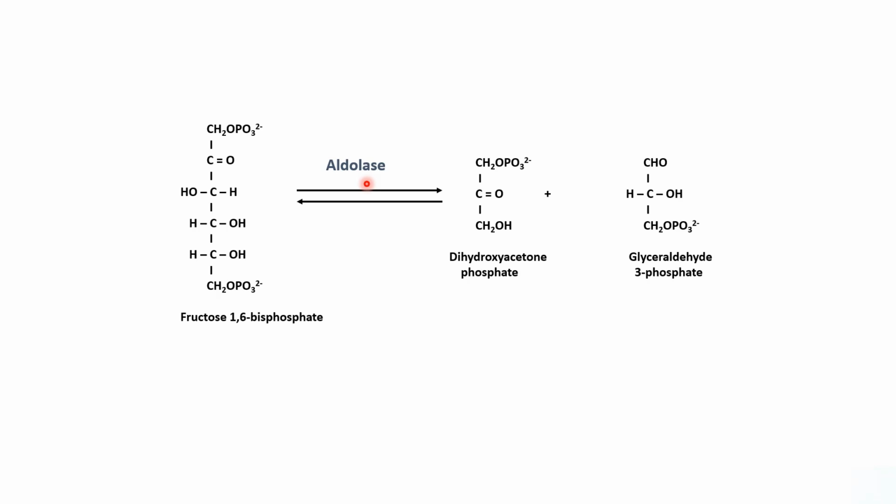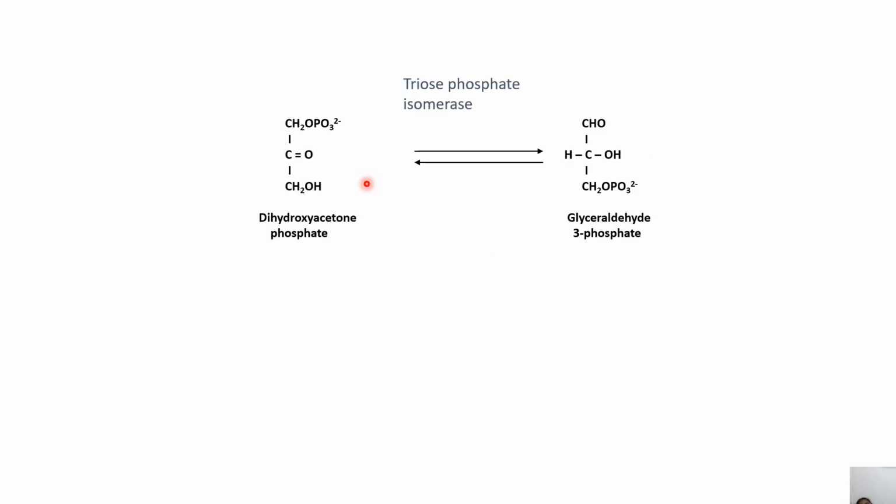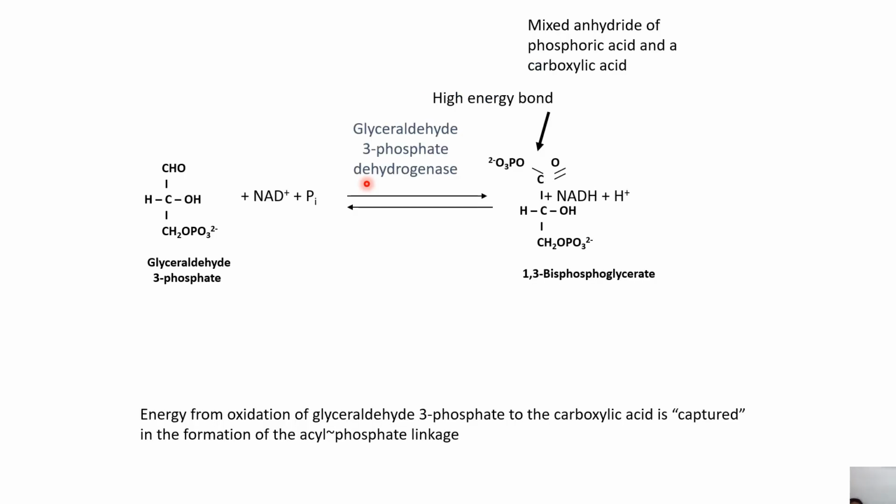Then we have the enzyme aldolase that helps in the reaction of fructose 1,6 bisphosphate to dihydroxyacetone phosphate and glyceraldehyde 3-phosphate, right? Then we have triose phosphate isomerase, which basically helps interchange between these two forms. Either it will be DHAP or G3P, so either dihydroxyacetone phosphate or glyceraldehyde 3-phosphate. Triose phosphate isomerase helps maintain a balance between the two because it helps in interconverting these two forms.